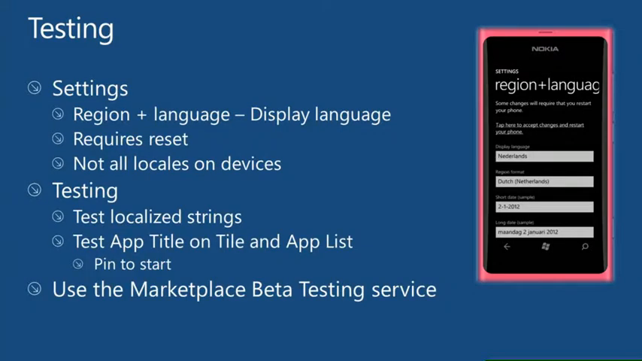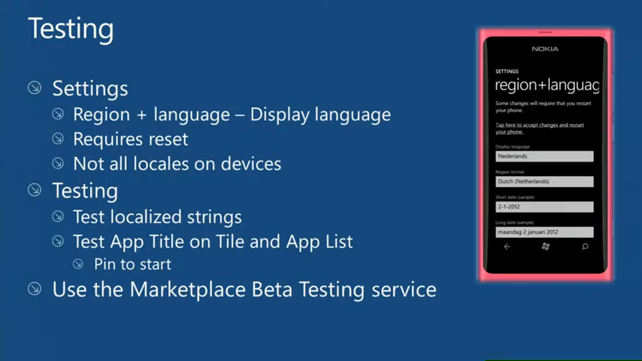Are we okay? Okay. Let's keep going. So testing, as you've seen how to test, right? You do region plus language in the settings, change the display language. It does require that you reset your device. I've done it a few times where I forget and I always hit the back key and then I have to go back and do it again. Not all of the locales are available on all of the actual physical devices. So be careful about that. It might make it difficult for you to test all of the different languages. The emulator does include all of the locales. All of the ones that we support would be included. And so you should be good for testing in the emulator.